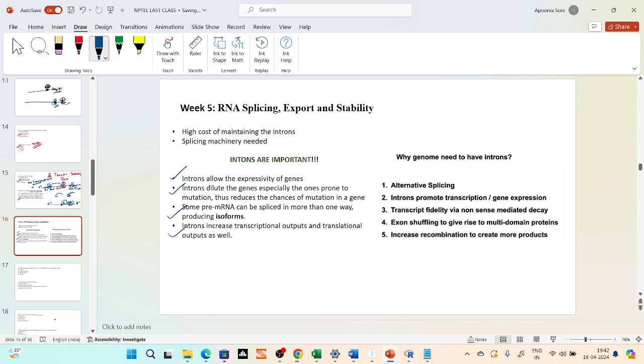And why do we need introns? Because introns help in alternative splicing. They help in promoting transcription. They help in increasing the accuracy, that means the fidelity, and exon shuffling, which means alternative splicing only, increases recombination to create more products. We have dealt with all these examples in detail, so I'm not repeating it right now. You can go and see the recordings if you have any problem. Just revising that in week 5 we focused on why there is a need for introns and why introns are important.